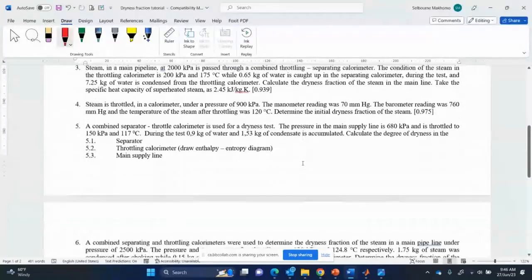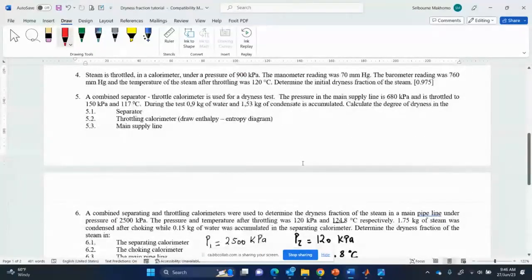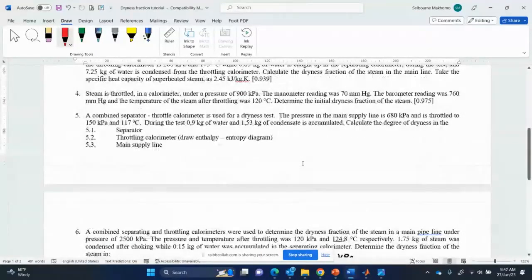Okay. Why am I saying that 5 and 6 are the same? The difference is that to calculate all the hfgs, you have to interpolate, because if you look at the steam tables, there's no 680 kPa. So you have to interpolate. Some of the second year students still don't know how to interpolate. So let's start.